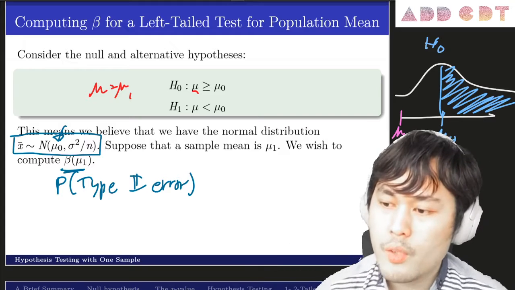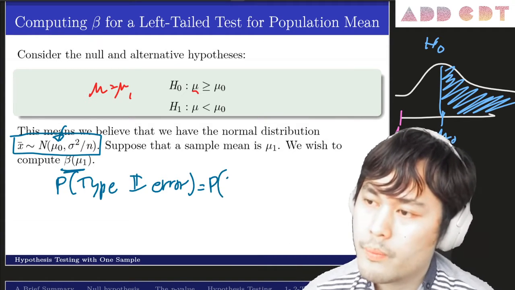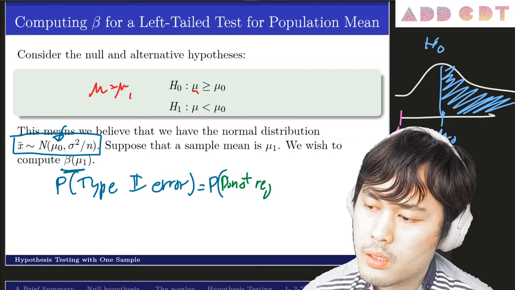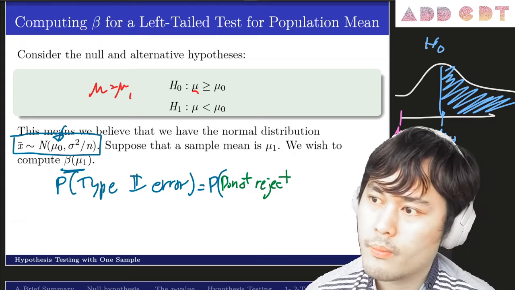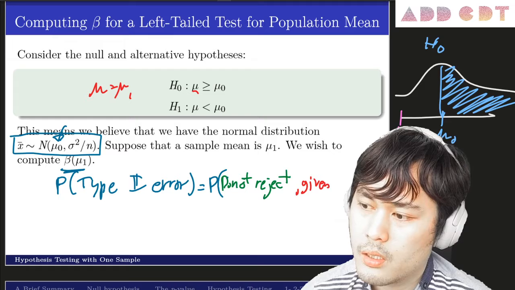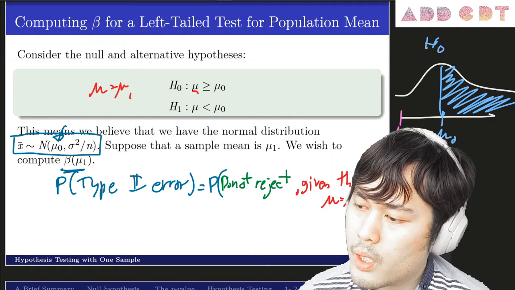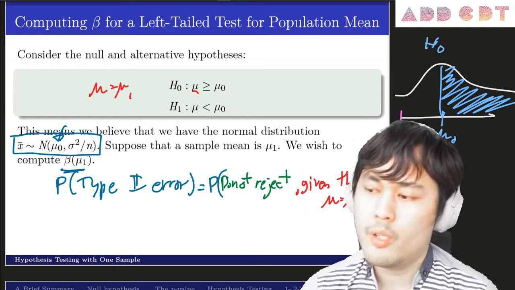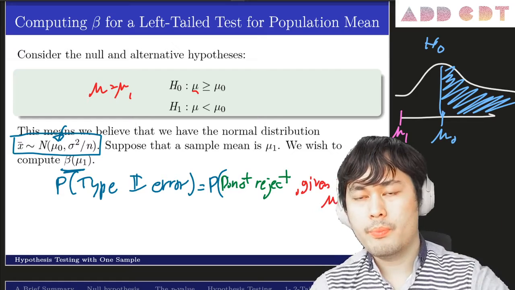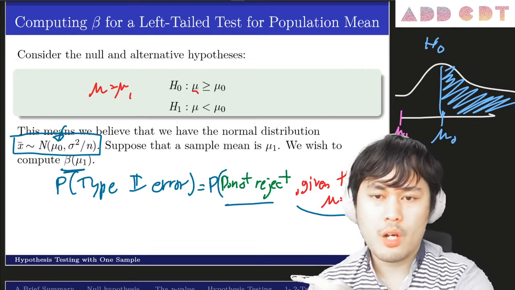What happens here? We commit that with 2 conditions. We commit that when we do not reject, but given that it were actually mu1. That corresponds to the top right entry. We did not reject and it was wrong in the first place.